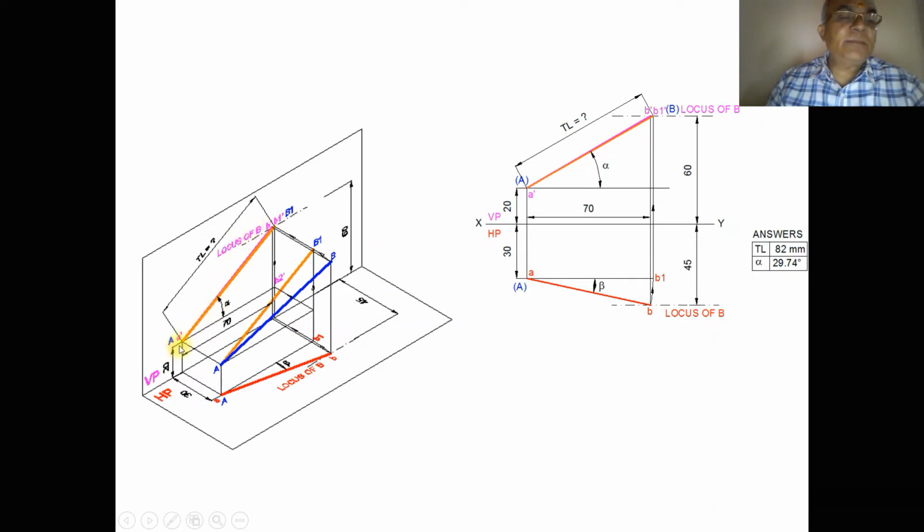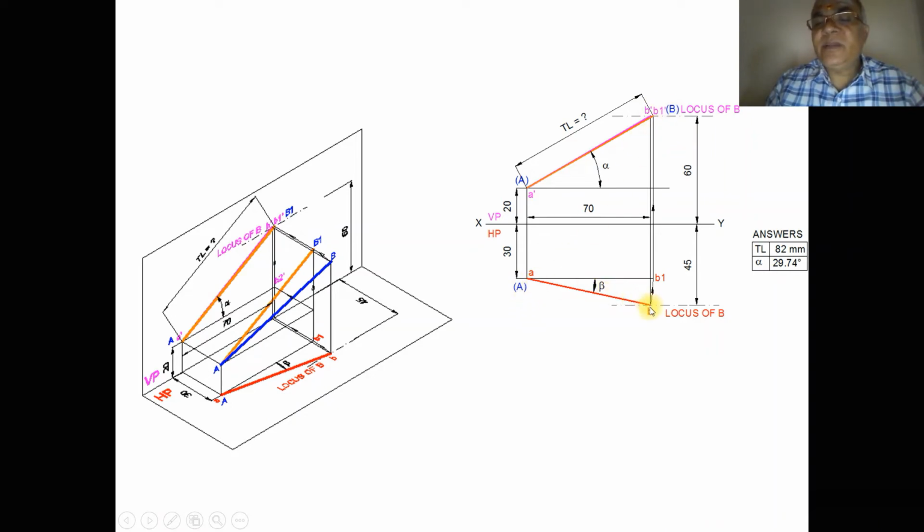So this is A dash B1 dash. So you are going to have A and B1, wherein small ab1 is the line which is parallel to VP. So you are getting the true length here. This is how you will be able to find the true length in the vertical plane. So that is what we have shown here.